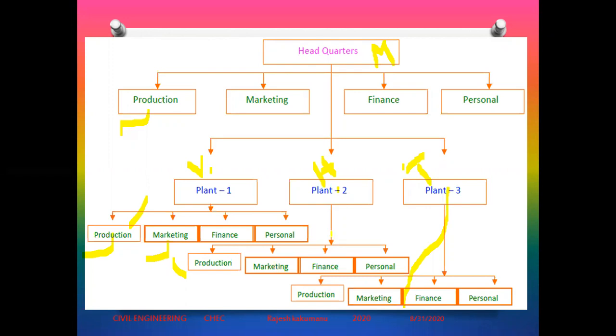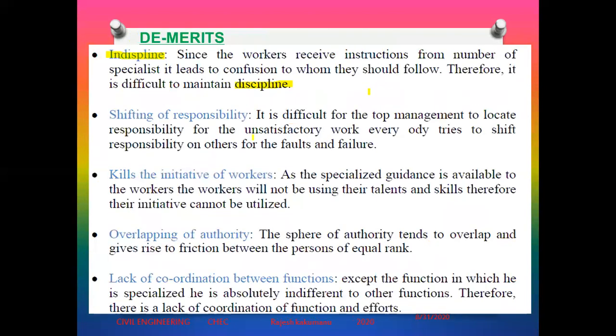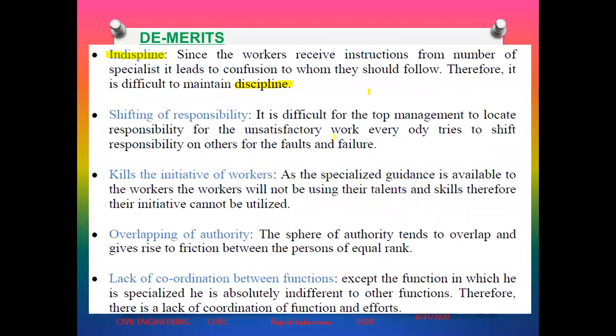When this type of thing arises, what happens? In the marketing department a tension, a dilemma, an anxiety starts. What is it? You have to follow the plant 2 marketing skills, you have to follow the plant 3 marketing skills. This type of confusion definitely leads to poor service satisfaction. Next, shifting of responsibility. It is difficult for top management to locate responsibility for the unsatisfactory work.